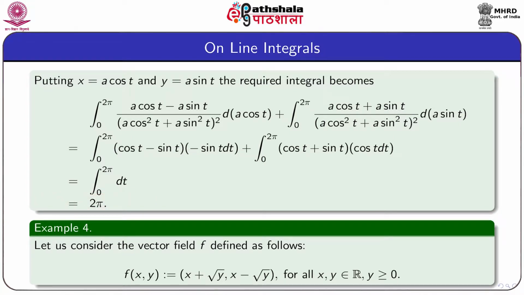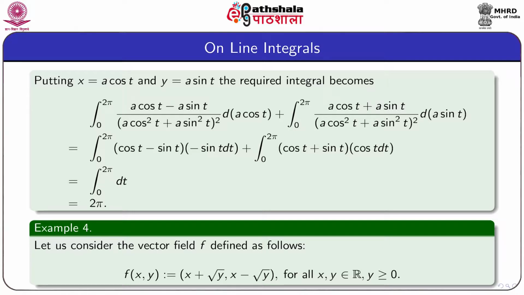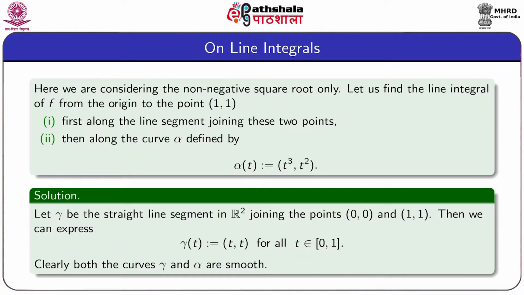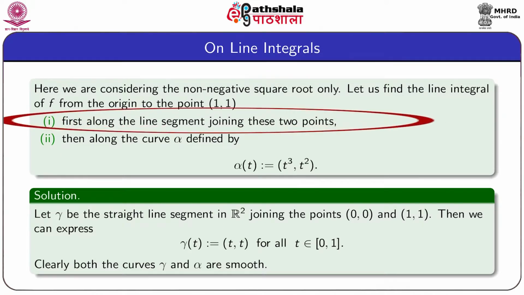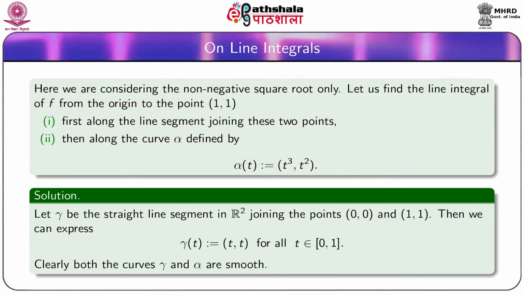Another example. We consider the vector field f defined over R2 as follows. f(x,y) equals (x plus root y, x minus root y) for every ordered pair (x,y) where y is non-negative, and we are considering the non-negative square root only. We find the line integral of f from the origin to the point (1,1), but along two different curves. First, along the line segment joining the points (0,0) and (1,1), and then along the curve alpha defined by alpha(t) equal to (t cube, t square).